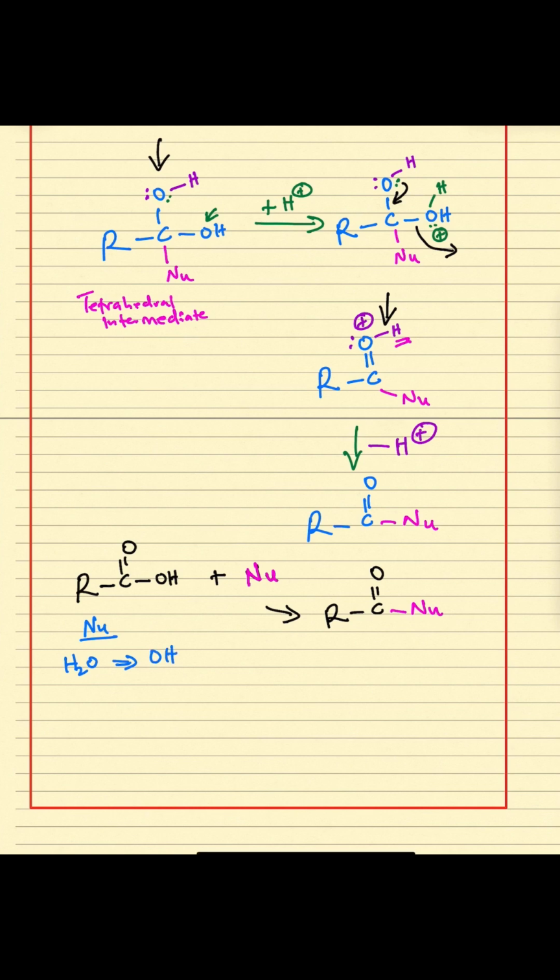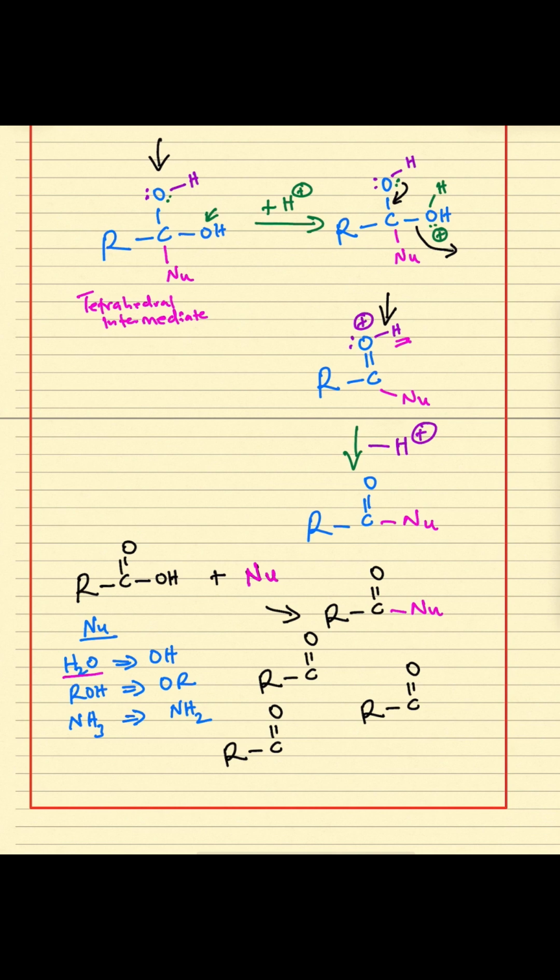If you use an alcohol, ROH, again we'll lose a proton, so you end up adding OR. If you use ammonia, NH3, you end up losing one hydrogen, and therefore you end up adding NH2. So that means if you use water as a nucleophile, you end up adding the OH, so you end up with a carboxylic acid as a product. So in this case, because we're starting with carboxylic acid, then it doesn't change.